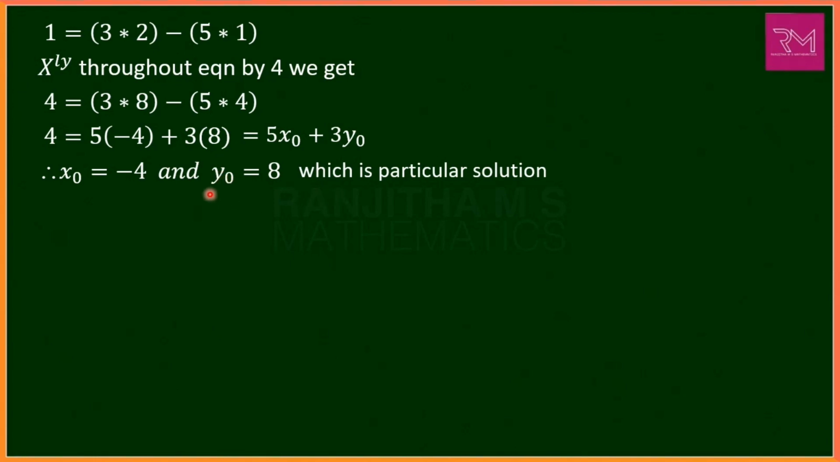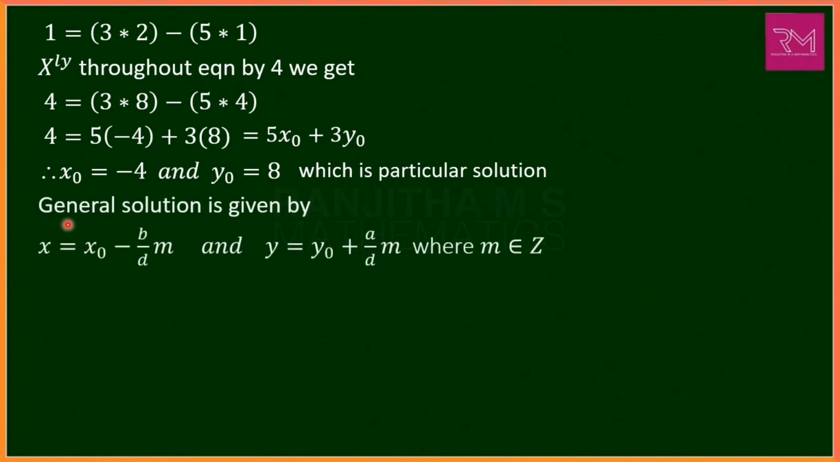We have already discussed that if the statement d divides c holds, we can take the linear Diophantine equation as having a solution. We get values x naught and y naught. So we get an equation of the form 5x naught plus 3y naught, where x naught is minus 4 and y naught is 8. So this is a particular solution for the given linear Diophantine equation.